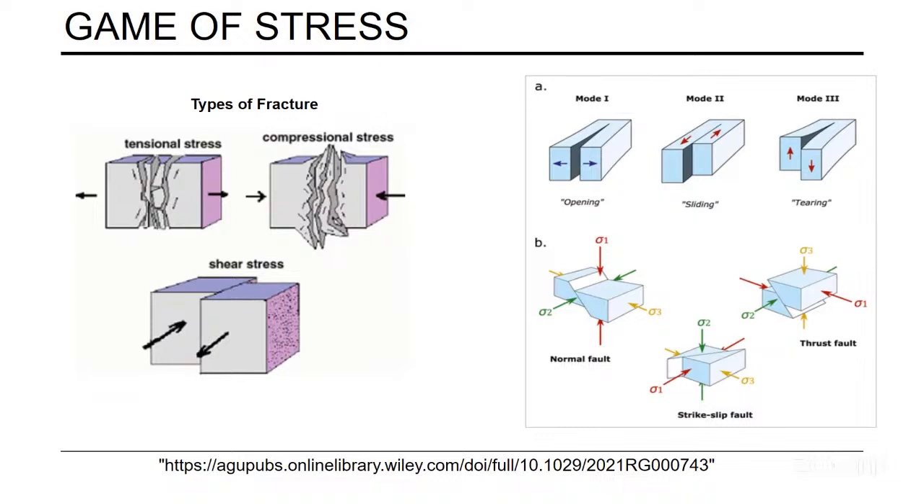Just to complete this slide, you can also have an idea looking at the figure on the right, with mode 1, mode 2, mode 3, which can also be related to tensional stress, compressional stress, and shear stress. And you can see where the opening is happening, where the sliding is happening, and where the tearing can be happening.